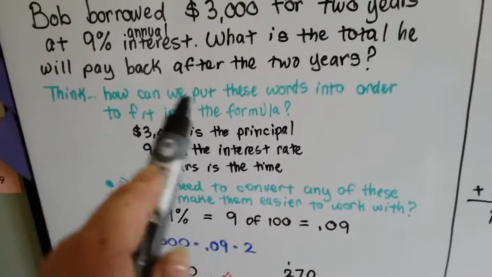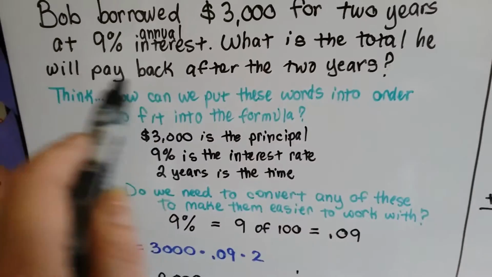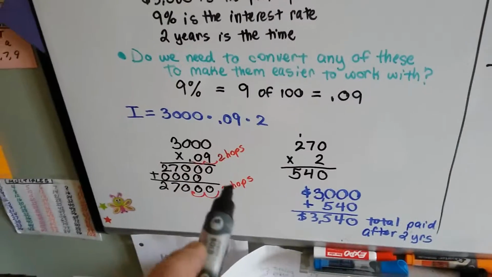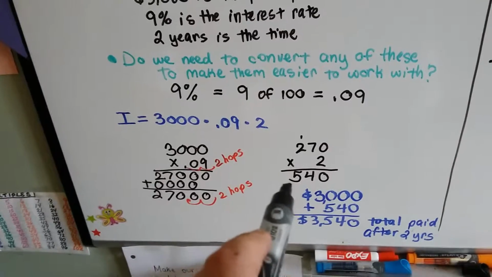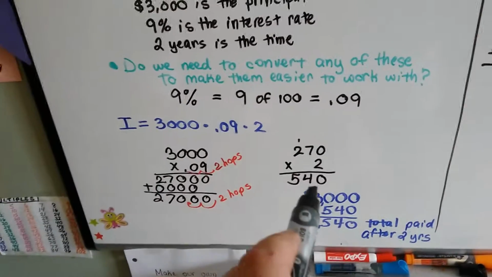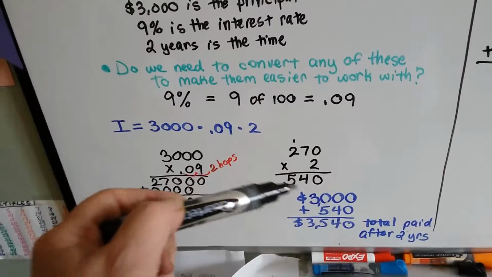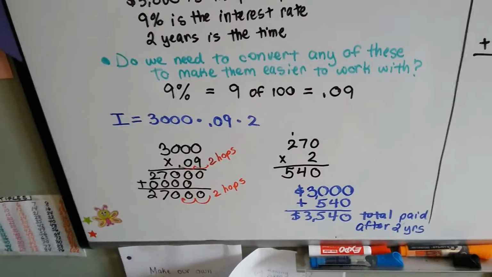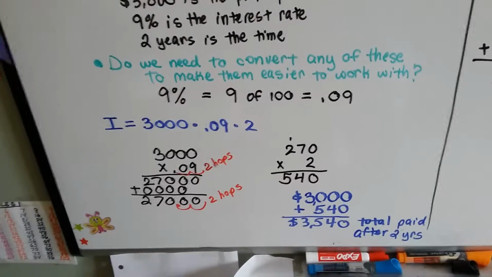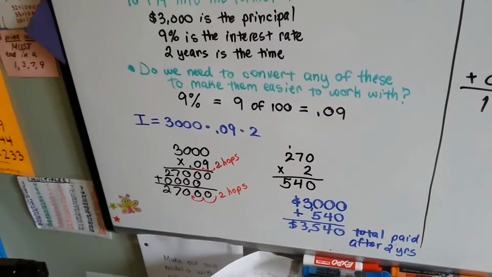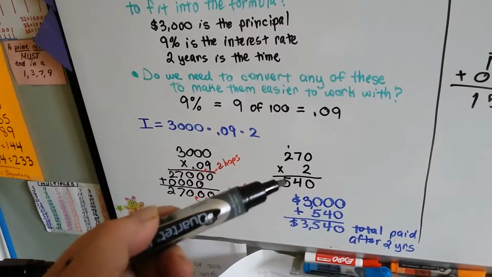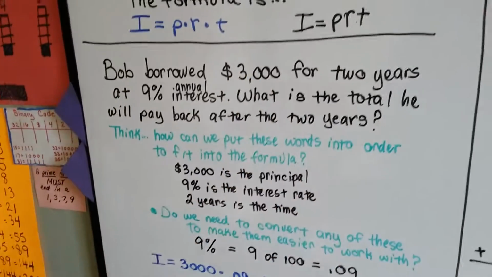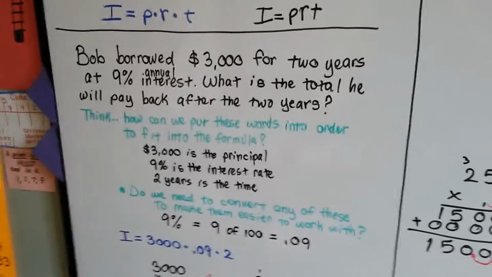Now remember the question was, what is the total he will pay back after the 2 years? It's very important to answer the exact question. You might just say the answer is $540 when they wanted the total paid back. Well, that includes the principal. So we add the $3,000 and the $540, and we get $3,540 as the total paid back after 2 years. Now, sometimes it'll ask you just for the interest paid back, and sometimes it'll ask you for the entire total. So make sure you read the question to make sure you're answering what they're asking, okay?